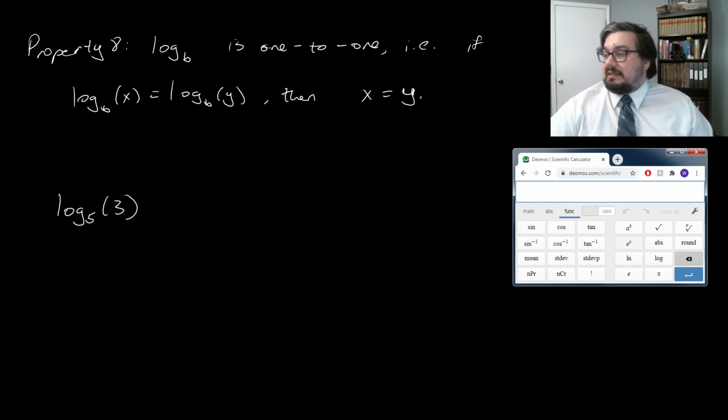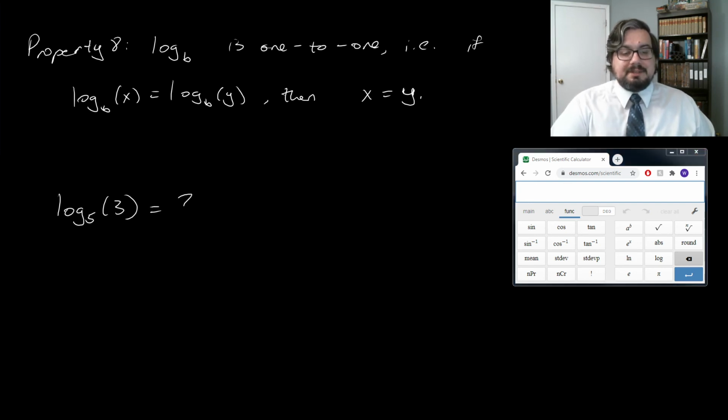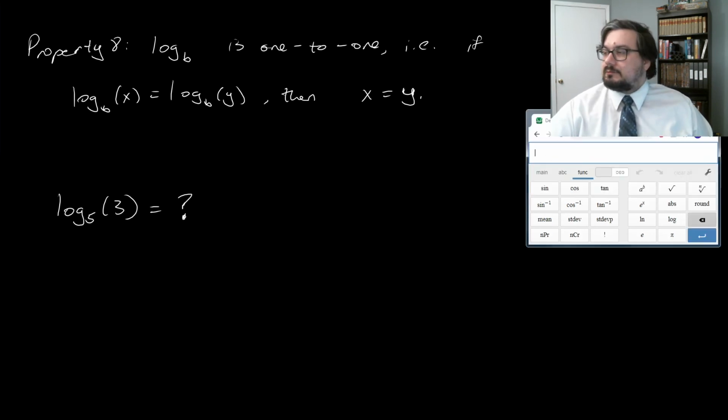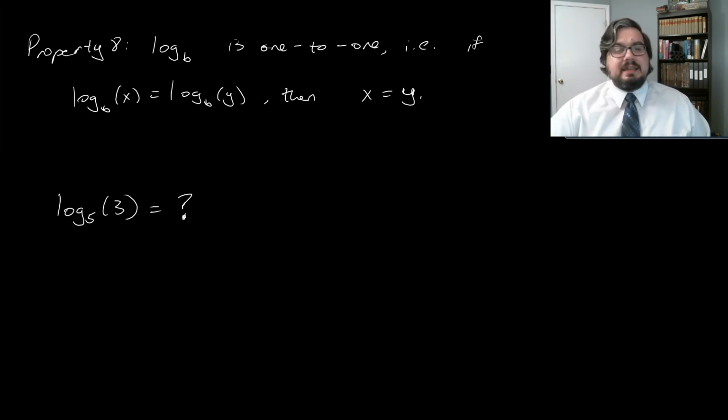I have functions that let me take any base to any power that I want, so I can do 5 to the x, 17 to the 2, anything like that, but I don't have the same thing for logarithms. So what we need to figure out is how we can rewrite the logarithm function, log base 5 of 3, in such a way that we actually can use a calculator or computer to do it. And the key for that is going to be the change of base formula.